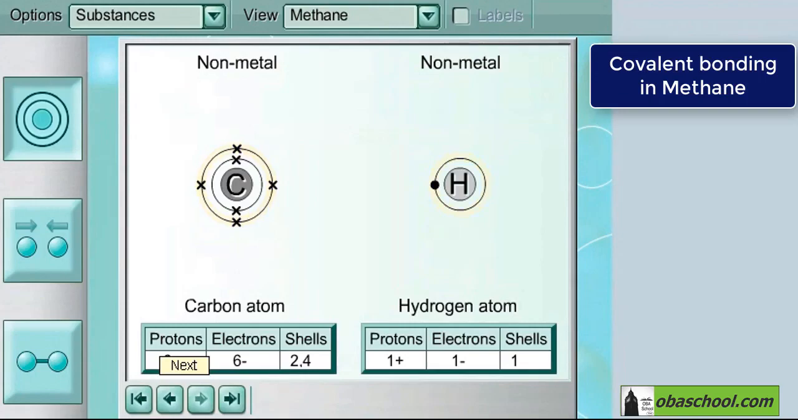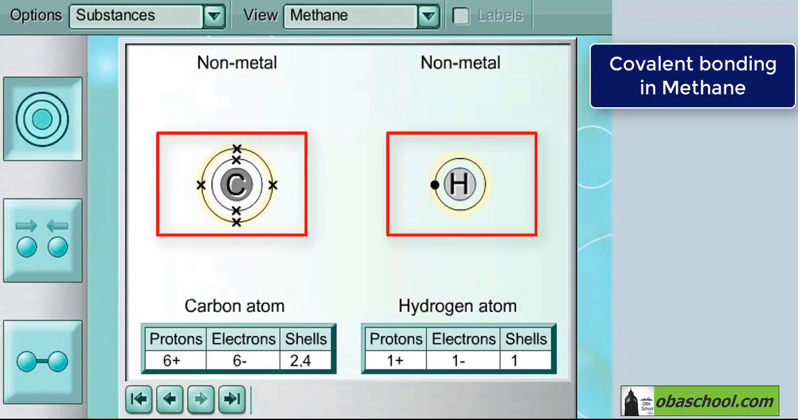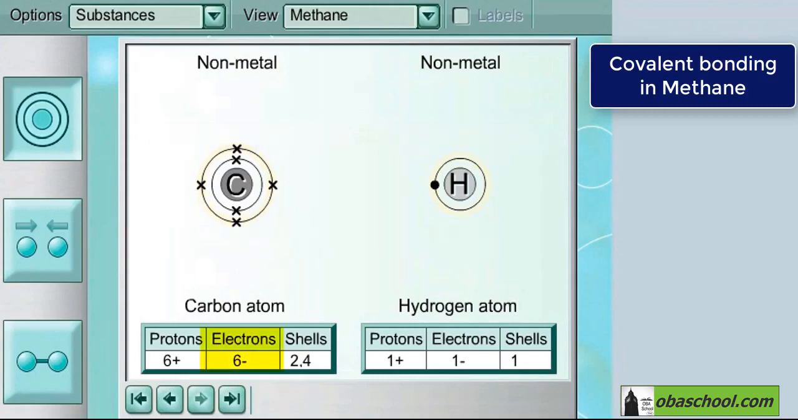You can see the carbon atom and the hydrogen atom in this demonstration. The carbon atom has 6 electrons, while hydrogen atom has only 1 electron, which means that hydrogen atom has 1 electron in its outermost shell, and the carbon atom has 4 electrons in its outermost shell. So how many electrons does a carbon atom need to complete its outer shell?